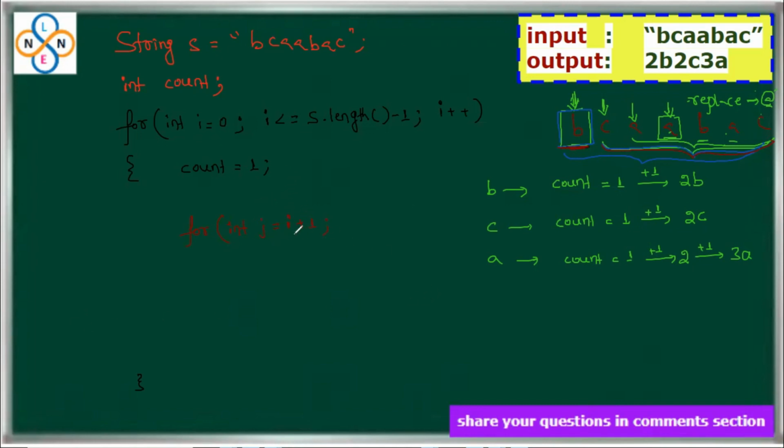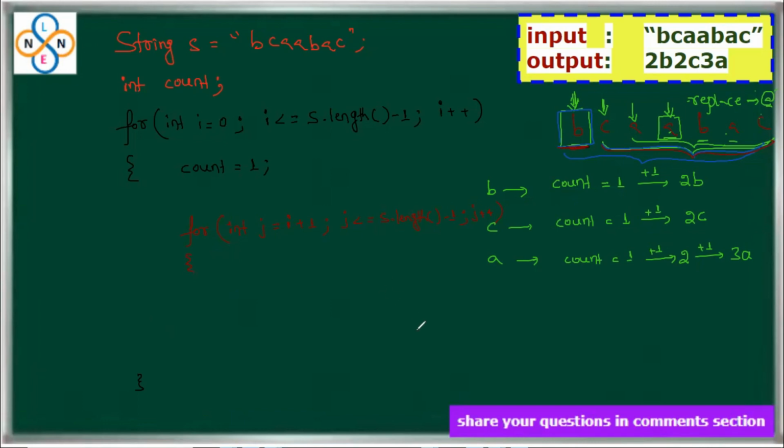Then what should we check? j also runs till the last of the string, that is s dot length method minus 1. Then j also should be incremented, so j plus plus, end of this for loop, then the corresponding body.